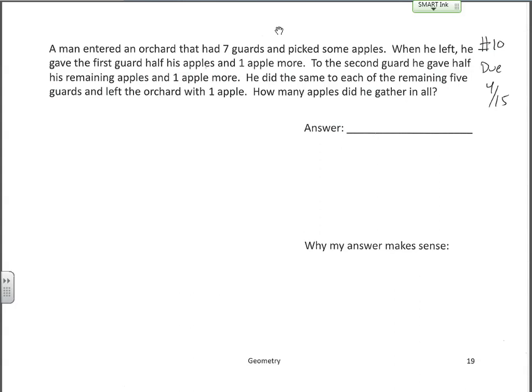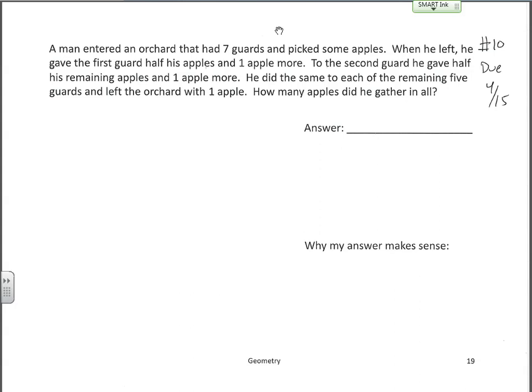Jumping right in here, a man entered an orchard that had 7 guards and picked some apples. When he left, he gave the first guard half his apples and 1 apple more. To the second guard, he gave half his remaining apples and 1 apple more. He did the same to each of the remaining 5 guards and left the orchard with 1 apple. How many apples did he gather in all, or how many apples did he start with?